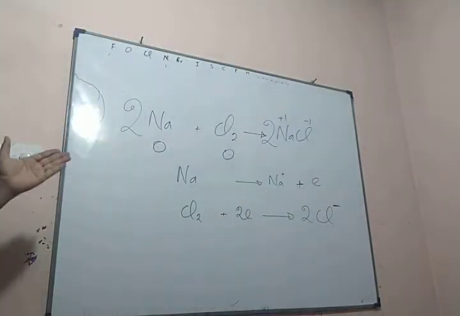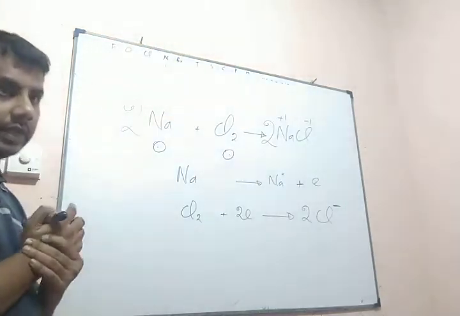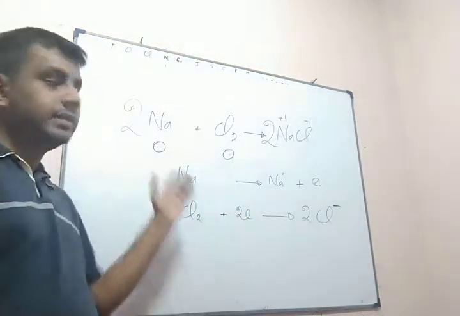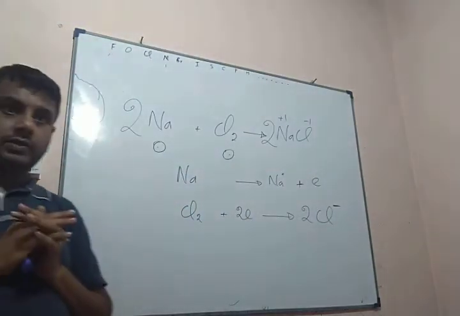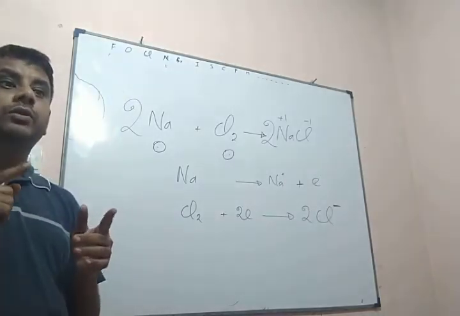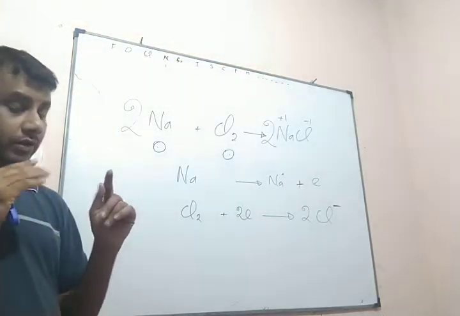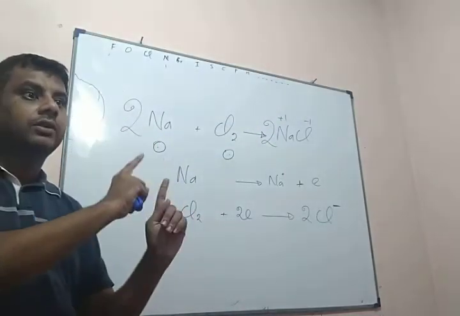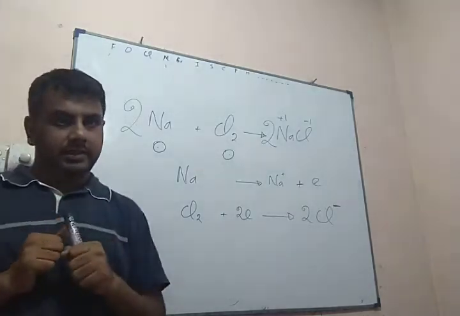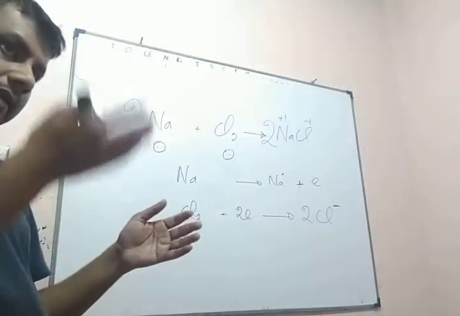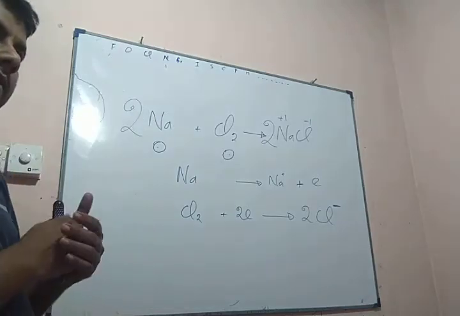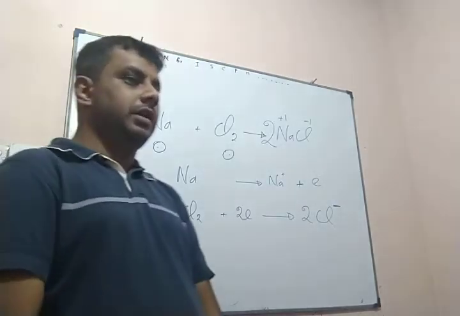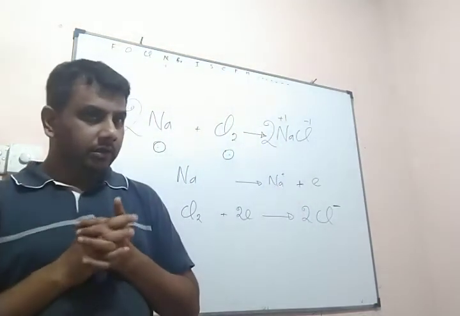So this is the oxidation half reaction, and this one is the reduction half reaction. This is an example of redox reaction. During redox reaction, you should remember that one element loses electrons, and such electrons are gained by the other element. One loses and the other gains. This type of reaction is called redox reaction.